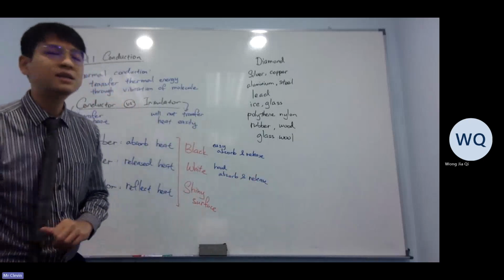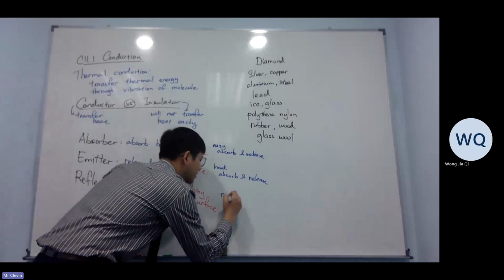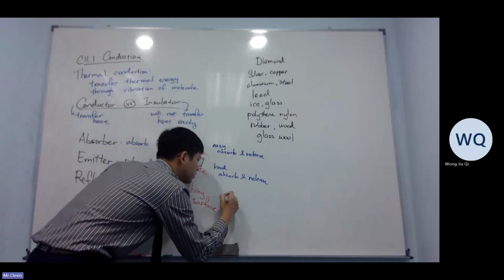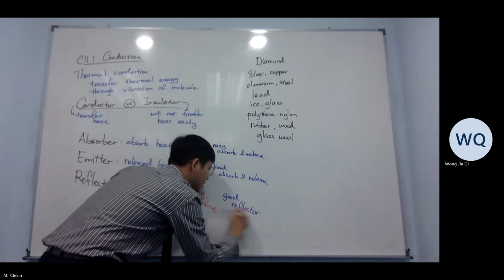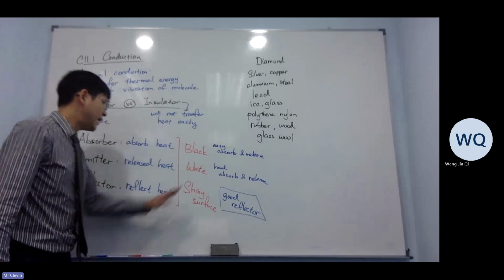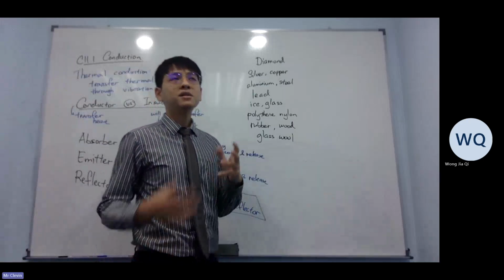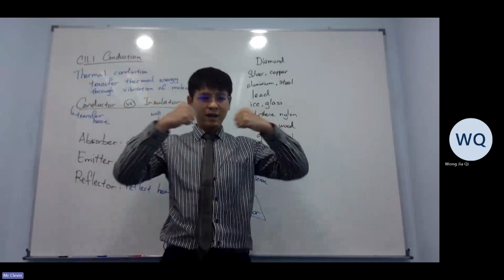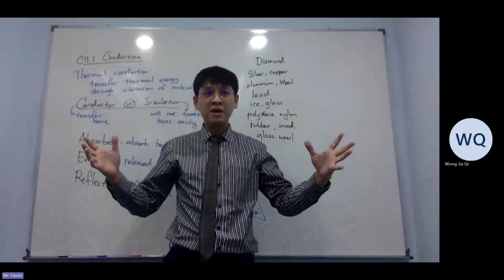Whereas a shiny surface is a very good reflector. So these will be the three components that you need to know. But how is this included in conductor? Because with conductor, we talk about how they contact so that they transfer heat from one part to the other part. That is where we get conductor.